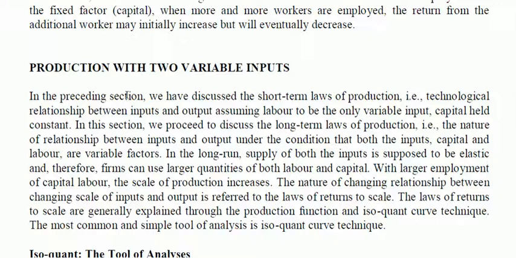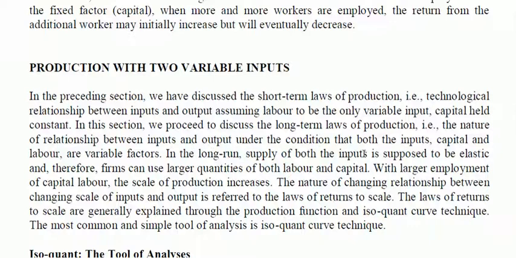I'll just read this. In the preceding section, we have discussed the short term laws of production, that is the technological relationship between inputs and output, assuming labor to be the only variable input, capital held constant. In this section, we proceed to discuss the long term laws of production, that is the nature of the relationship between inputs and output under the condition that both inputs, capital and labor, are variable factors.